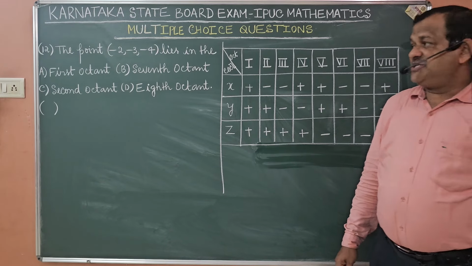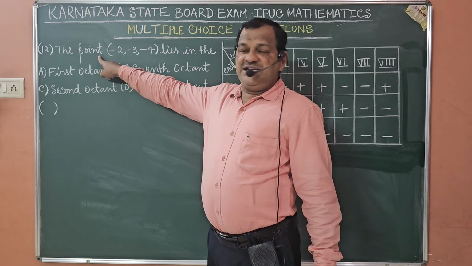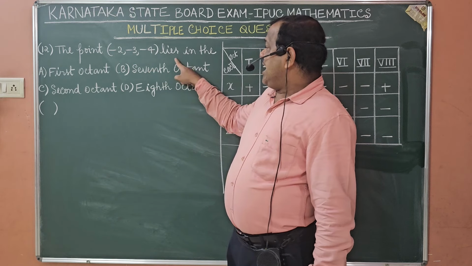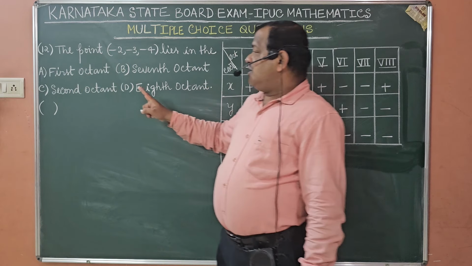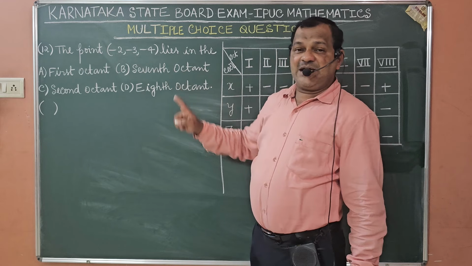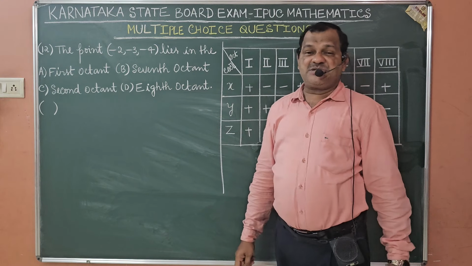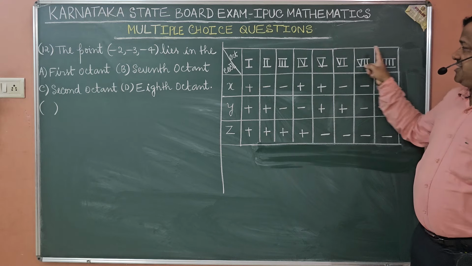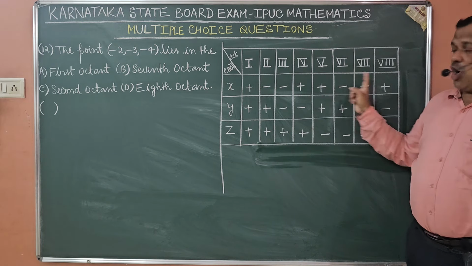Here is the 12th MCQ from the chapter 3D geometry. The point minus 2, minus 3, minus 4 lies in which octant? First option first octant, second option seventh octant, third option second octant, fourth option eighth octant. For your kind reference I have written here the signs of x, y, z in the 8 octants.